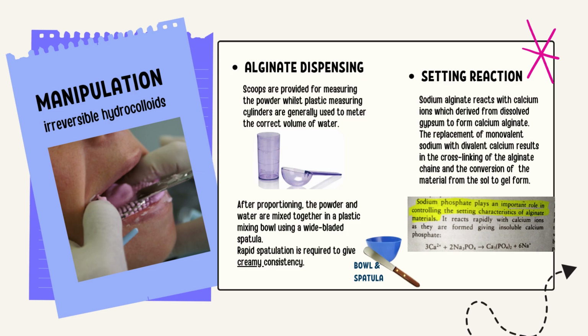Sodium phosphate plays an important role in controlling the setting characteristics of alginate material. It is important to follow the manufacturer guidelines for the best results. Using distilled water at around 23 degrees Celsius can also help achieve a consistent mix.